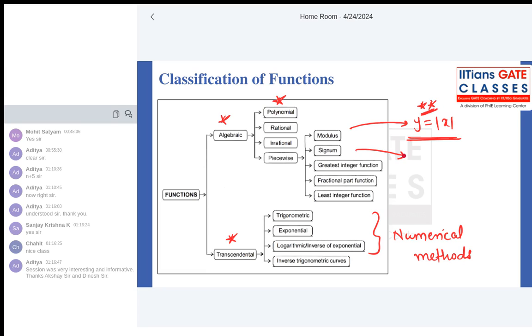Then there is the sine function, which is also called the signum function, which is nothing but a composite function of modulus and a simple x, y equal to x, and this function gives the sign of your function. So it only takes values between -1 and 1, and at x equal to 0 it is 0. So that is the signum function. Then there is the greatest integer function.